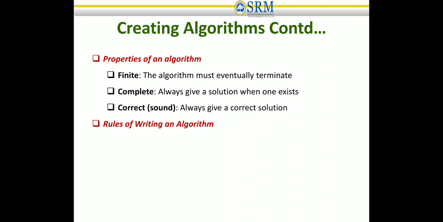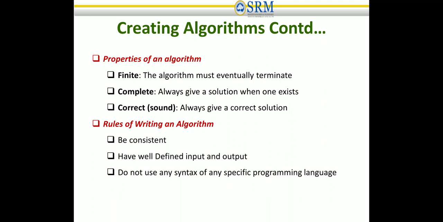Rules for writing an algorithm. Be consistent. Have well-defined input and output. Do not use any syntax of any specific programming language. While writing the algorithm, your algorithm needs to be consistent. It can run in any number of programming languages, because no algorithms are designed with respect to a specific programming language. Algorithms are designed with respect to a specific problem.